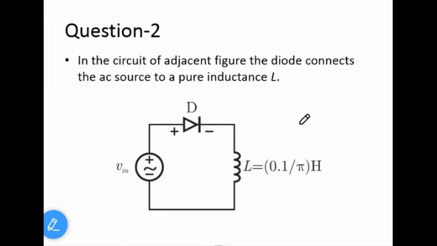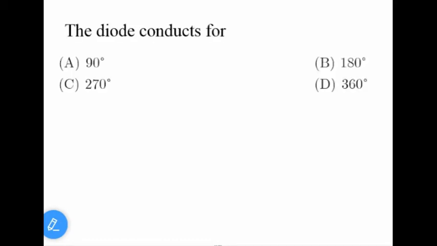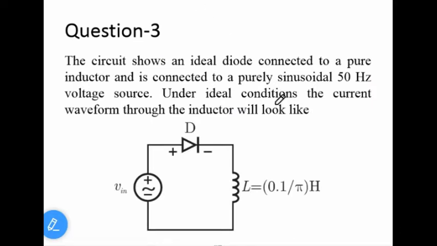Now, let us see another question. In the circuit of adjacent figure, the diode connects the AC source to a pure inductance. Now, the diode conducts for. Now, we'll discuss one more question and solve both the questions with a single answer. The circuit shown is an ideal diode connected to a pure inductor and connected to a purely sinusoidal 50 Hz voltage source. Under ideal condition, the current waveform through the inductor will look like.